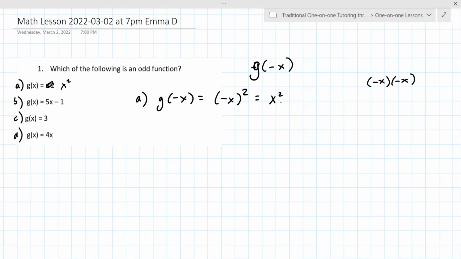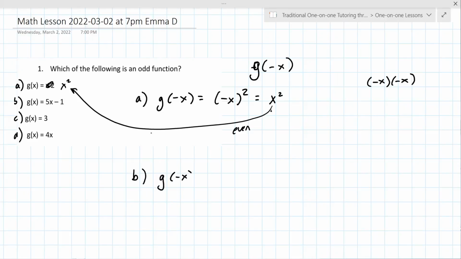So it becomes x squared, because the two negatives make a positive. Now, the way we know if it's an even or odd function is, first of all, does this equal the original function? Yes, it does. So that means it's even. We'll do the next one here. Maybe it'll make more sense.